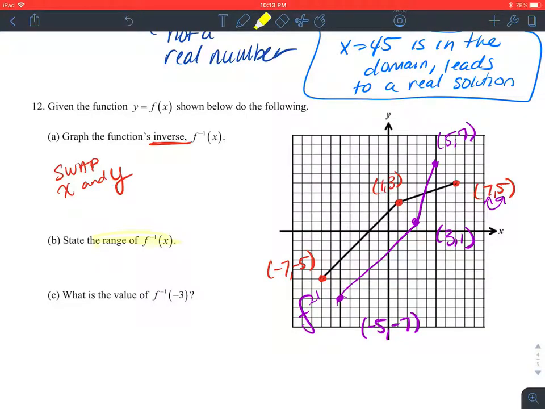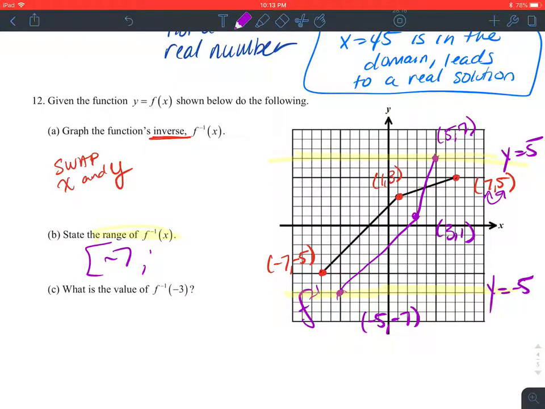The range of that inverse function is pretty simple. I'm just going from the bottom to the top, from y equals -7 to y equals +7, inclusive. And then I'm being asked to find the value of the inverse evaluated at x equals -3. So -1, 2, 3. Right here, it looks like we're going to get -5.